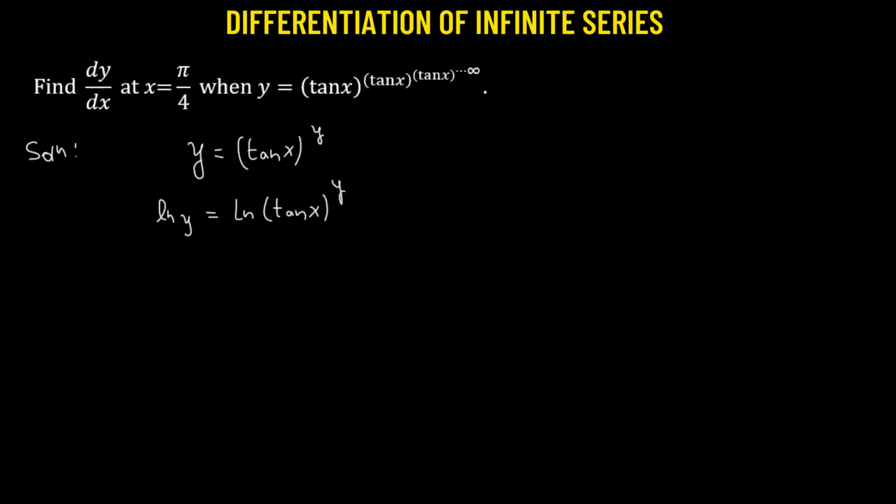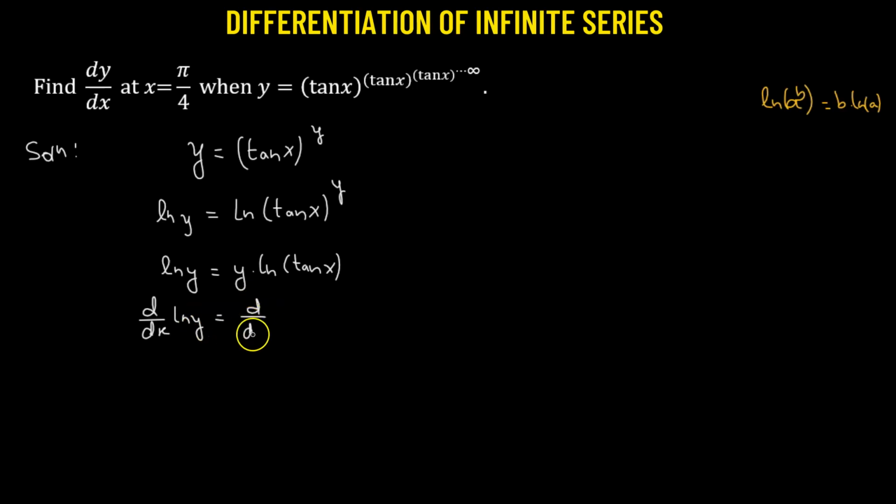y. Now here we will use the property of logarithm that states that whenever we have log of a raised to the power of b, this is simply equal to b times log of a. Right. So that means we now have log of y given by y times log of tangent of x. Now we'll take the derivative on both sides with respect to x. So we have d/dx of log y, which will be equal to d/dx of y times log of tangent of x.